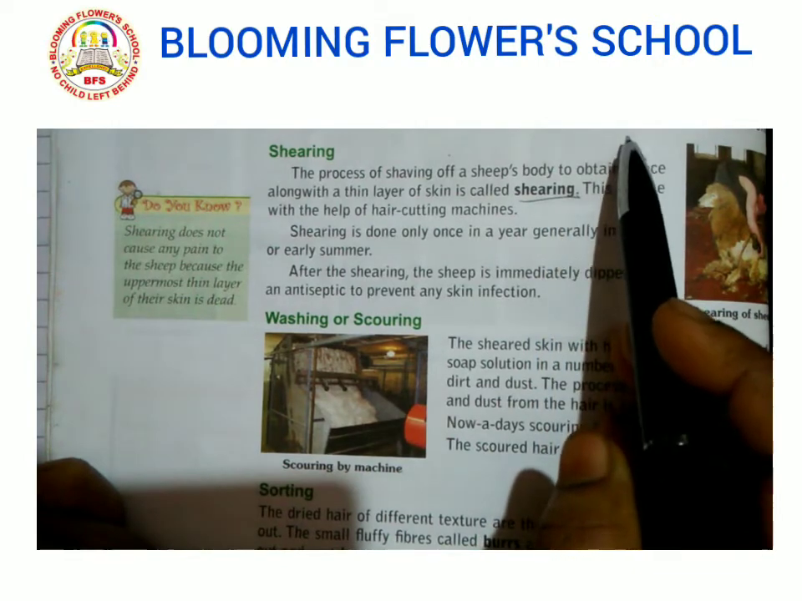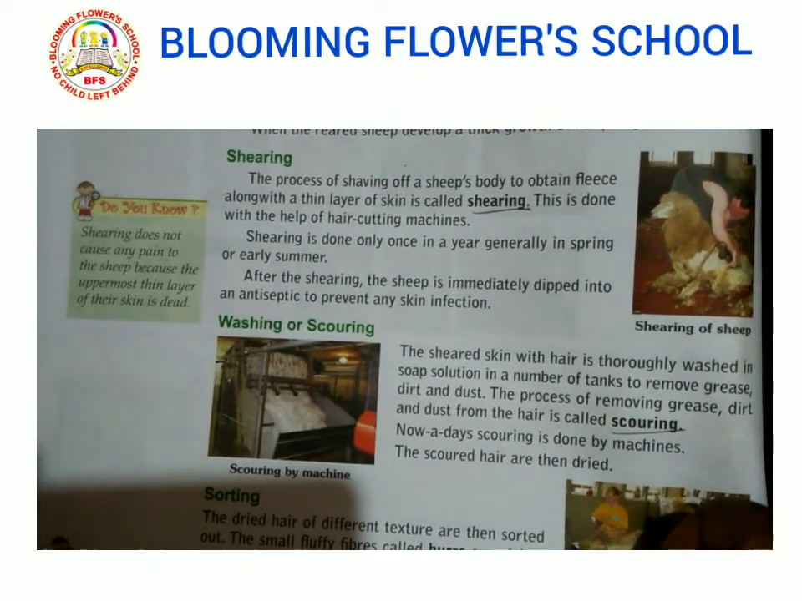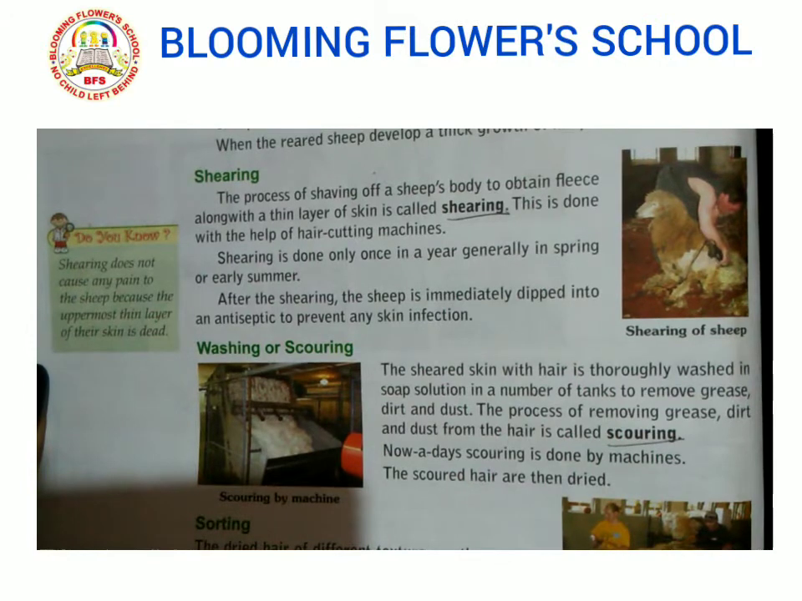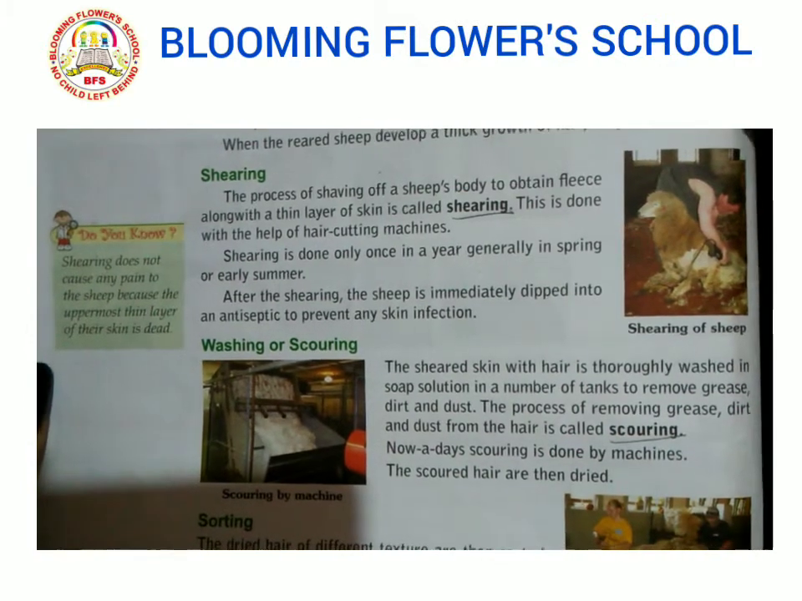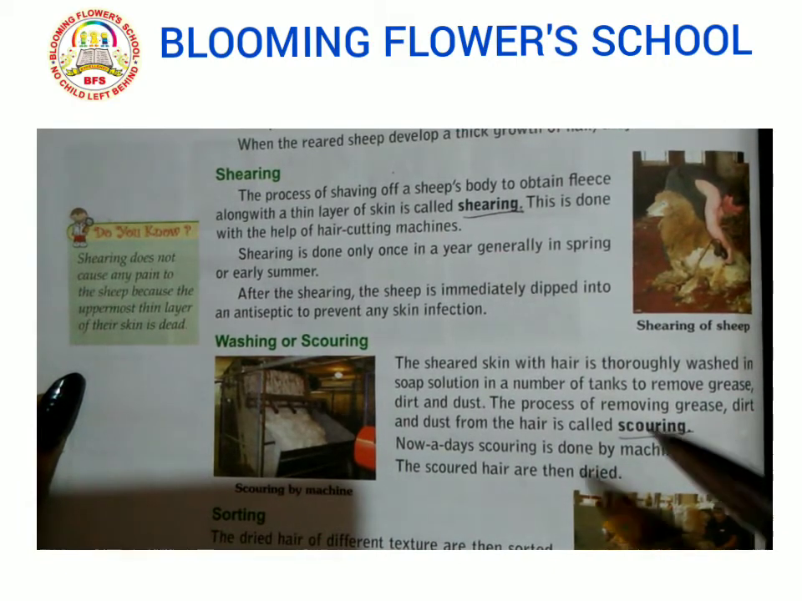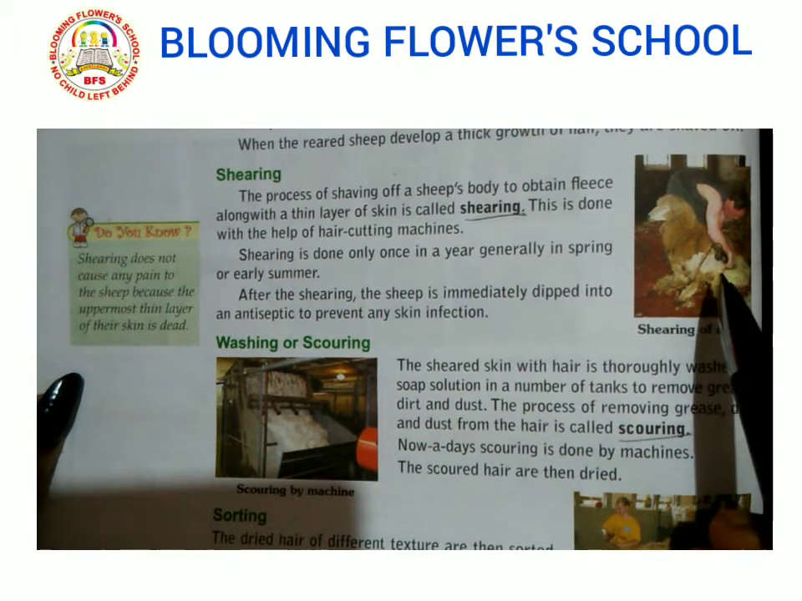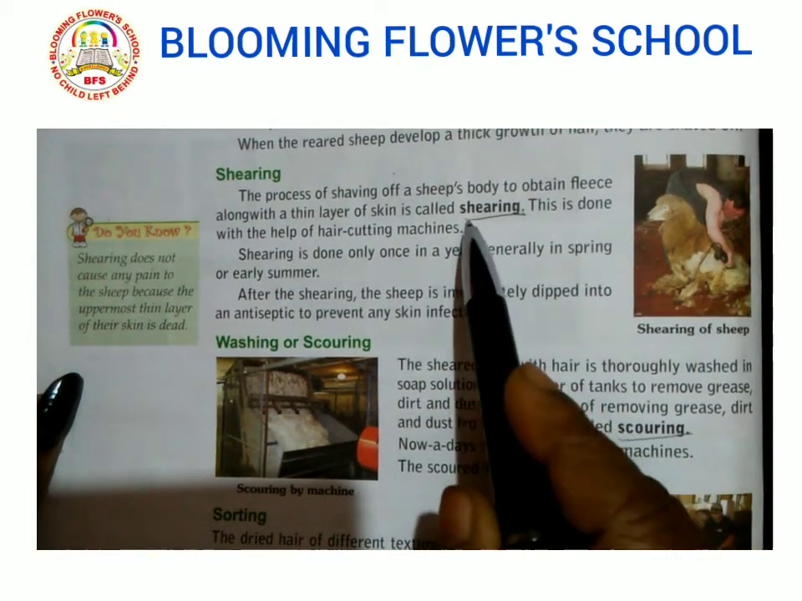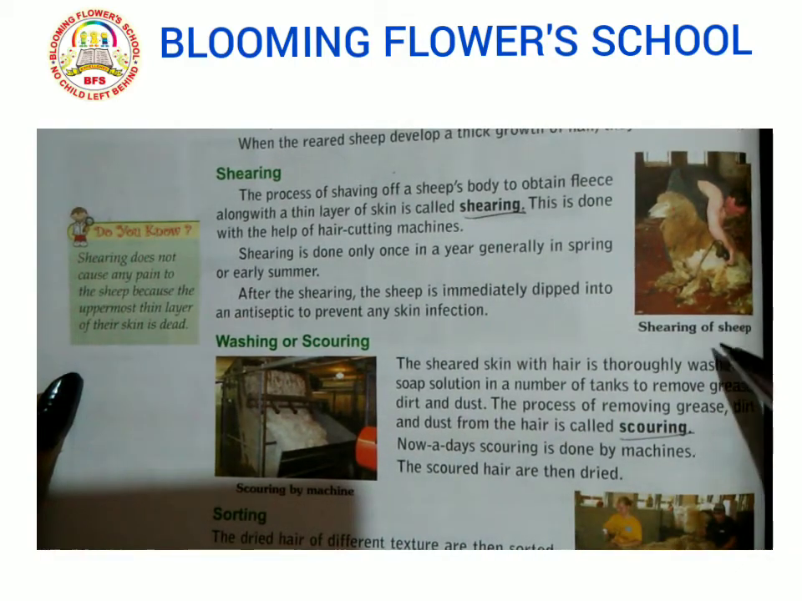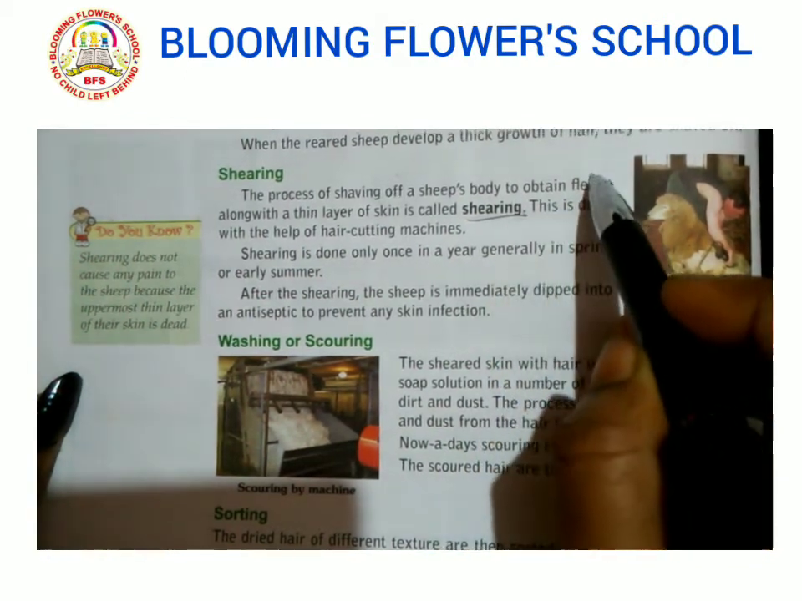Okay, after the growth of the hair, what do we do? We will shave off that particular fleece. Okay, we don't say hair now. The sheep's body to obtain fleece. See here, that person, what is he doing? He is shaving. We don't use the word shaving over here. We use the word shearing. Shearing is, in our language, shaving the hair, but here in this topic, shearing of fleece.